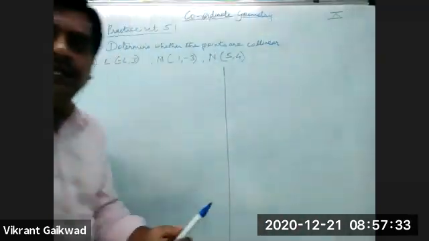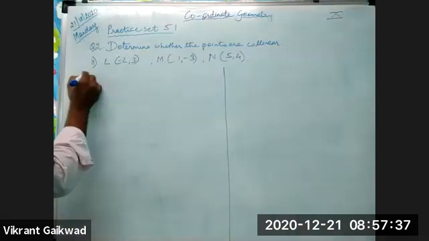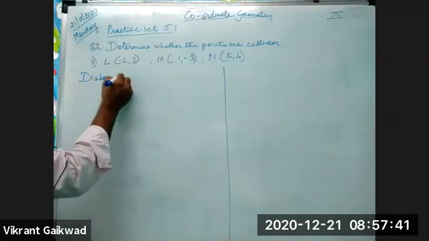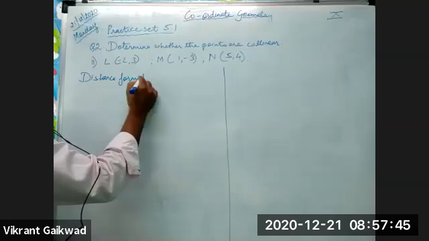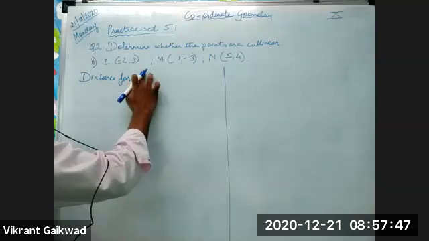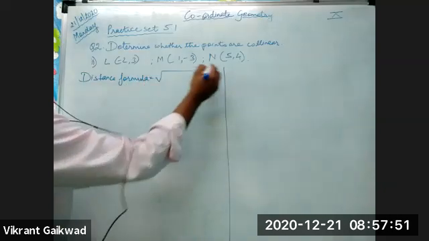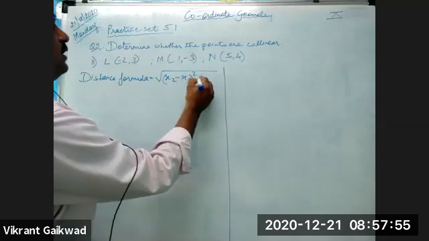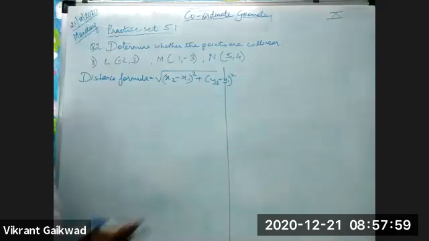We are going to apply the distance formula to find the length. So therefore, I'll write the distance formula. The distance formula is under root of (x2 minus x1) the whole square plus (y2 minus y1) the whole square.